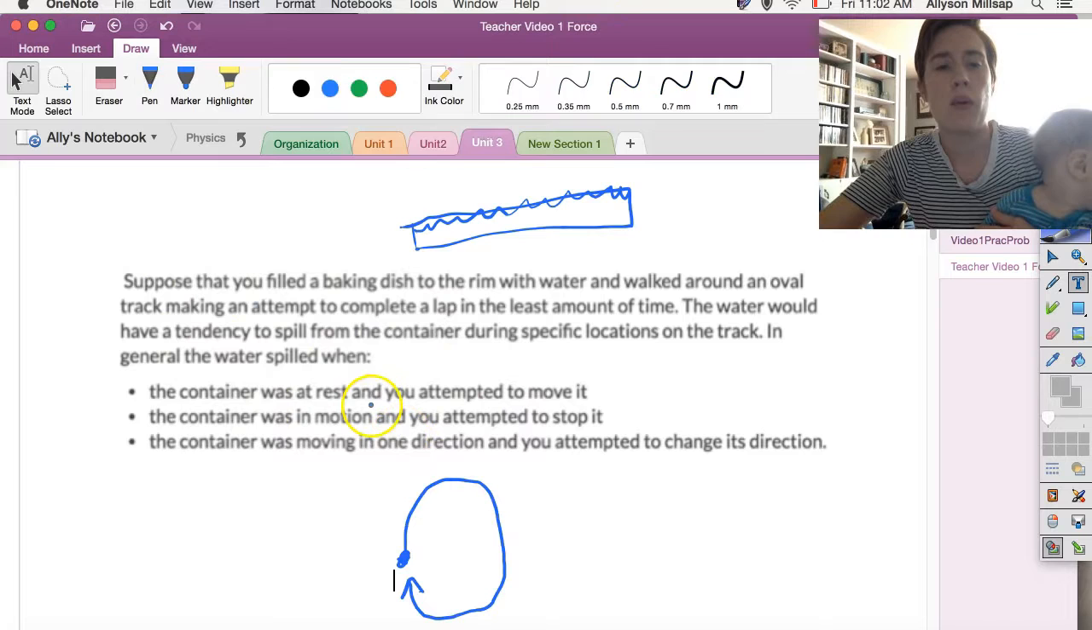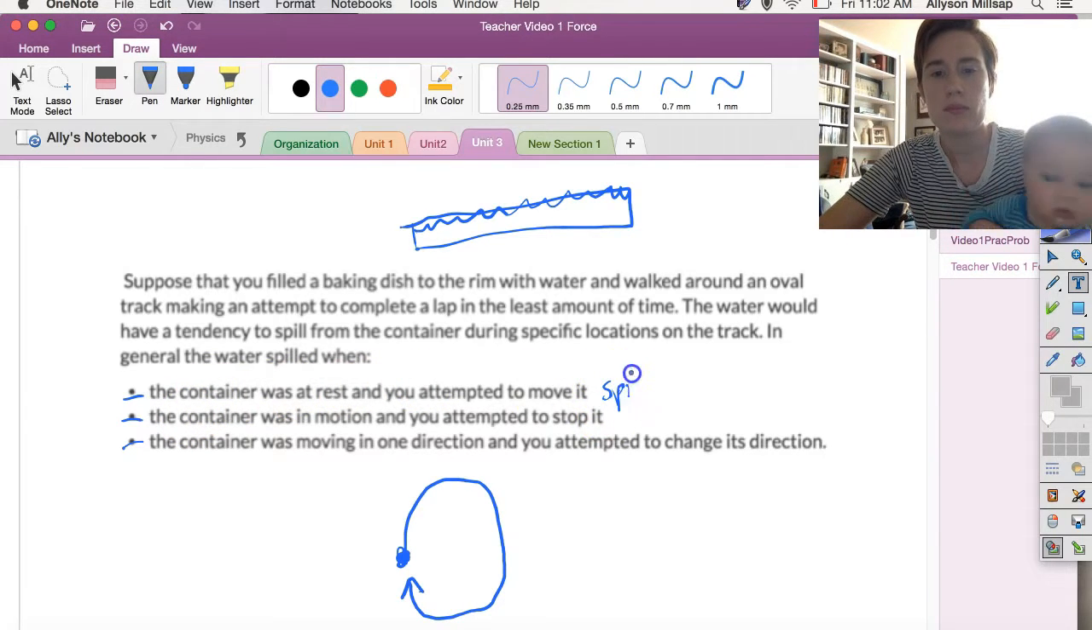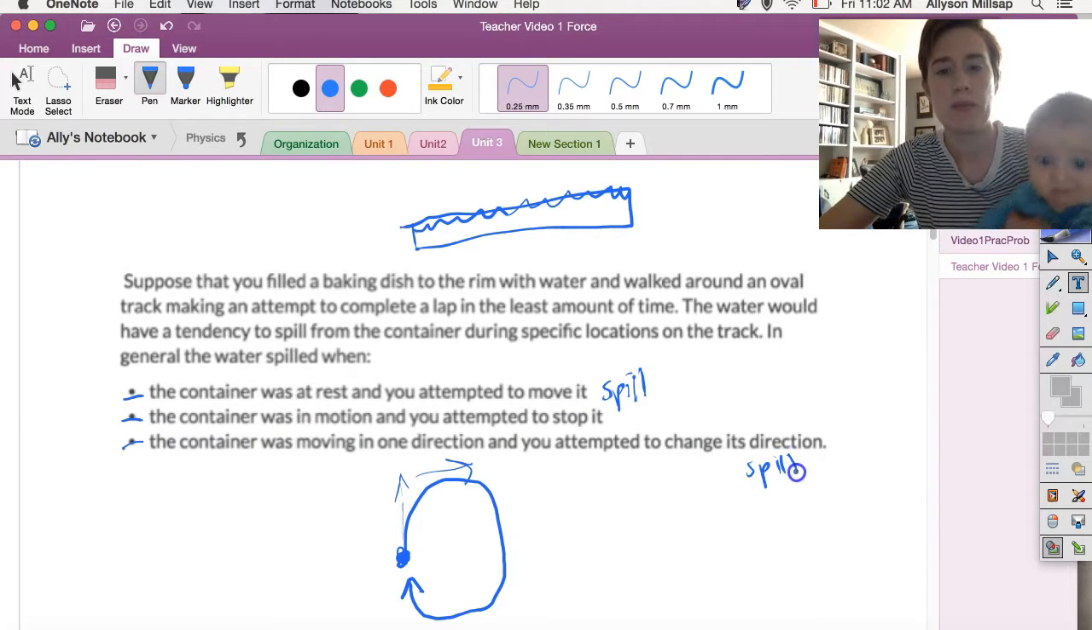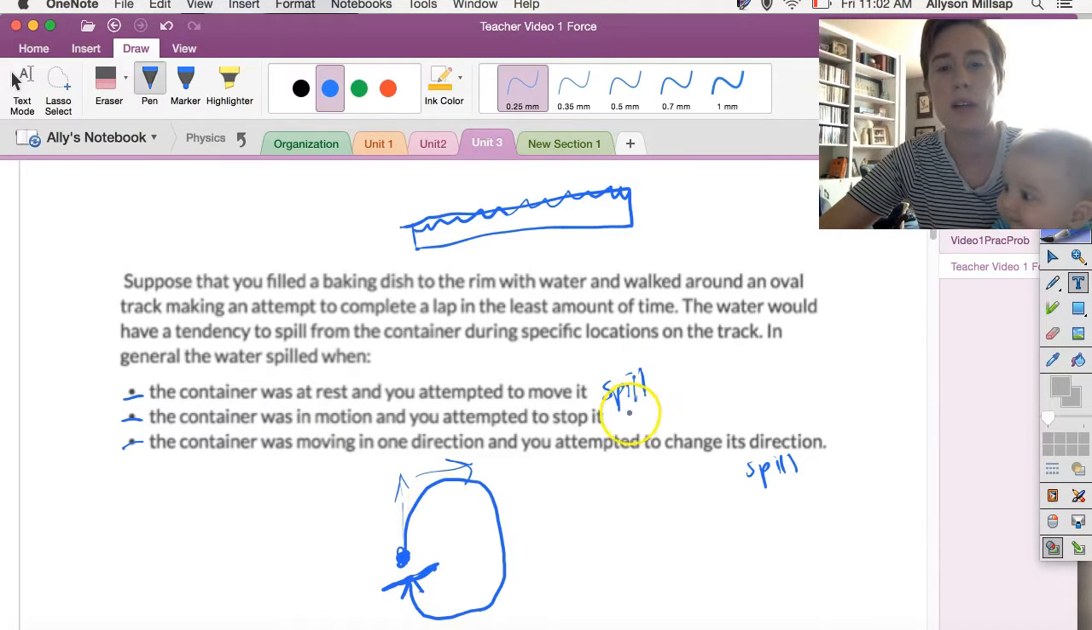Based on Newton's law, the water is going to spill in 3 separate situations. It's going to spill when you're starting at rest right here and you start moving. When the container was at rest and you attempted to move it, the water is going to spill. He also says that if you're moving in one direction like this and then you change direction, it's going to spill. The container moving in one direction, when you change it, the water will also spill. And then lastly, right here at the end, when you're in motion and then you stop, you stop your race, you're done, the water will spill again.